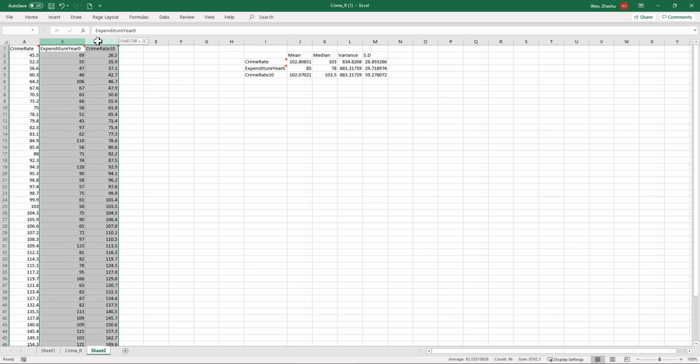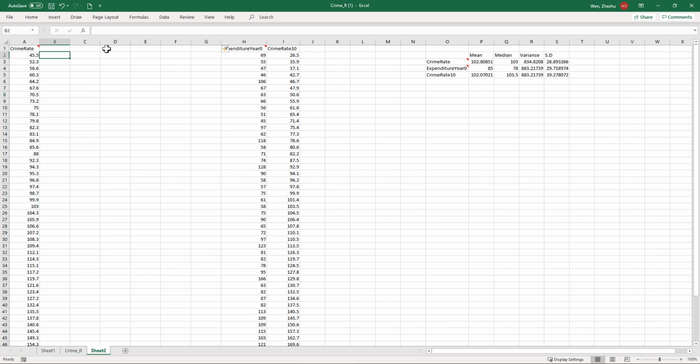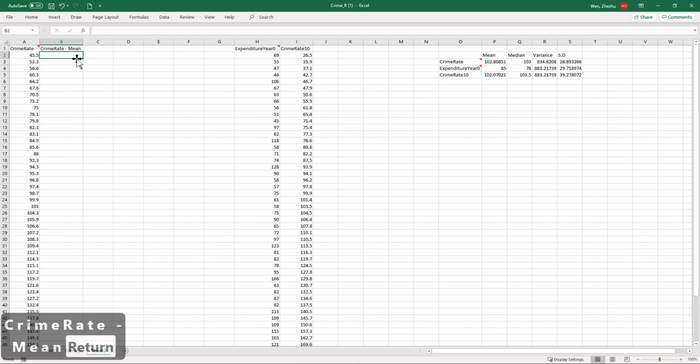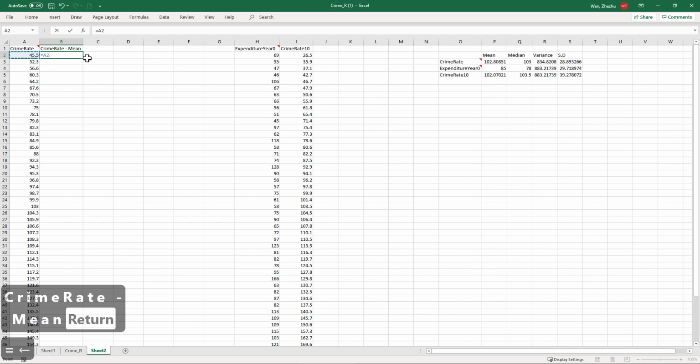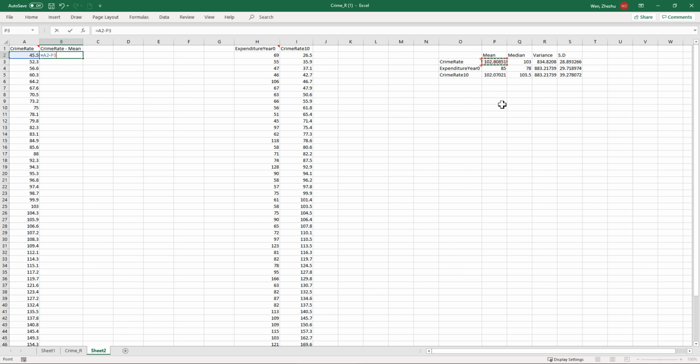To do that, I think we need to do something here. Okay, let me create some space right after the crime rate. So we need to rely on the average in here. So what I'm going to do here is crime rate minus its mean. Remember, we actually needed that quantity first. We need to calculate crime rate minus its mean, which is here, A51, and then make sure you click F4 to do the absolute referencing.